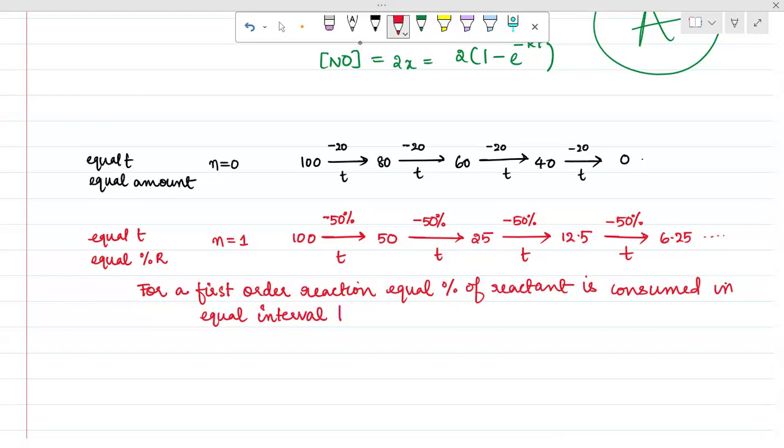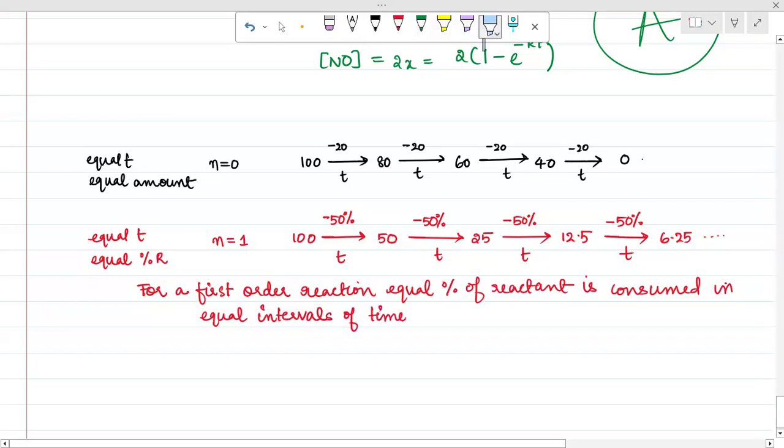Equal intervals of time. Pay attention, it's equal percentages for a first order reaction, while for a zero order reaction, it was equal amounts. Both are different, okay? So based on this, there's a very important equation.